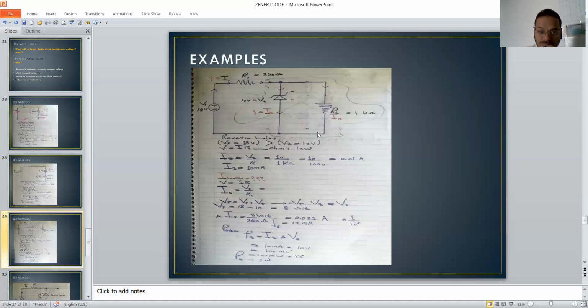From Ohm's law, voltage equals current times resistance. Here, the current at the Zener diode equals the Zener voltage divided by the resistance. Here the resistance is 250 ohm.